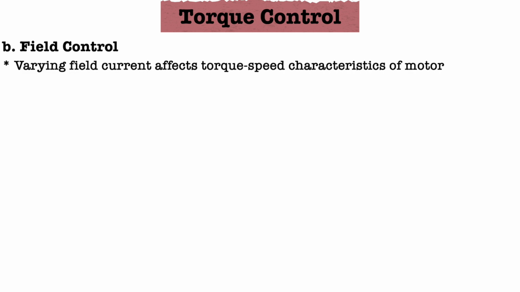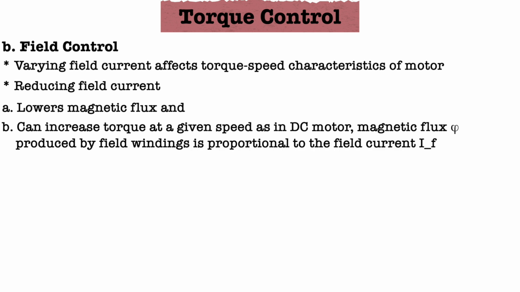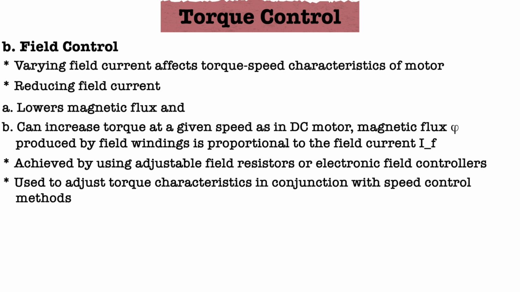The second method is the field control method. Varying the field current affects the torque-speed characteristics of the motor. Reducing the field current lowers the magnetic flux and can increase the torque at a given speed, as in a DC motor the magnetic flux phi produced by the field winding is proportional to the field current IF. This can be achieved by using adjustable field resistors or electronic field controllers, and are used to adjust torque characteristics in conjunction with speed control methods.